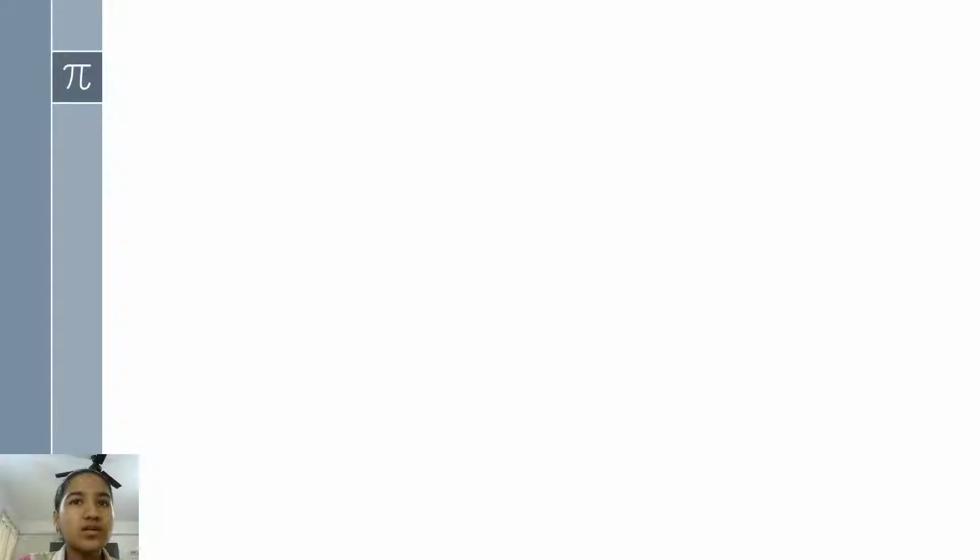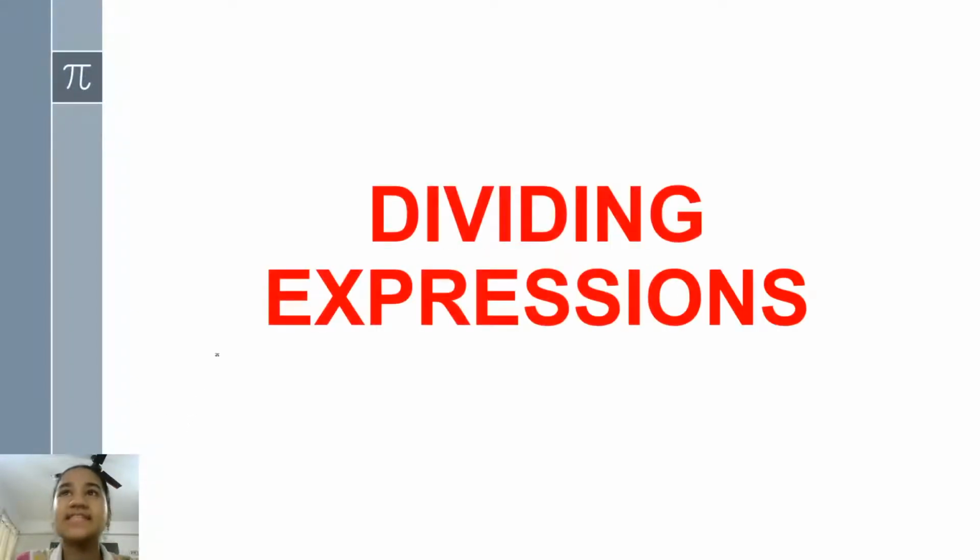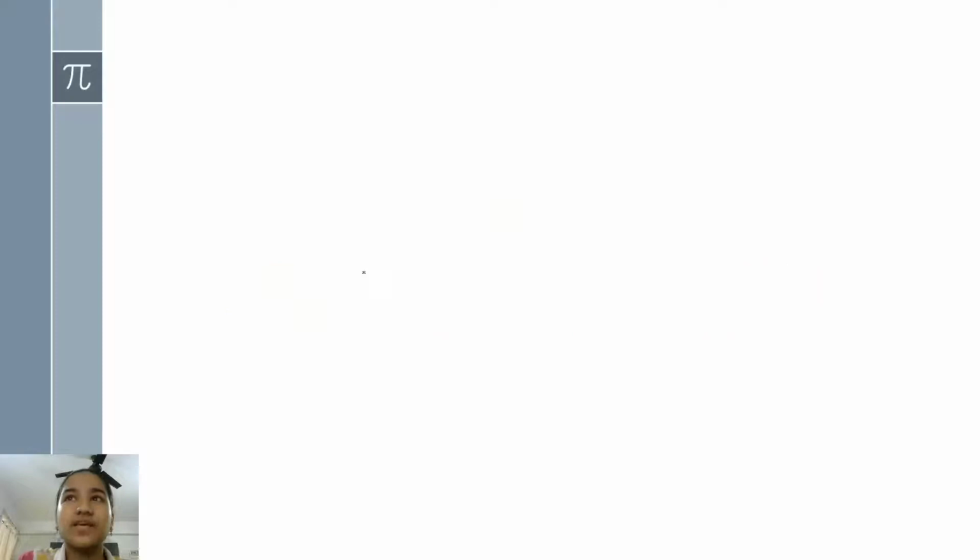So, what's our basic aim of today's class? What are we going to do? Let's see. Yes, it's dividing expressions. We have learned adding expressions, subtracting expressions, multiplying expressions, factorizing expressions. So our topic for today is dividing expressions. Now we are going to divide expressions. This is a very simple topic if you just understand the concept.